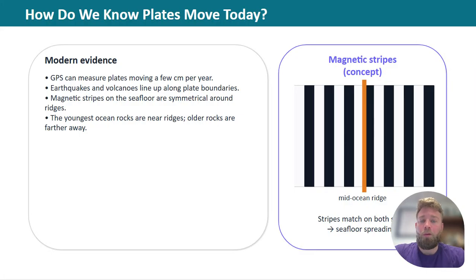Now, there are magnetic stripes on the sea floor. These are symmetrical. So if you pay attention to the picture, let's say that this orange line is your mid-ocean ridge. On one side you have black, you have white. You have black, you have white. Black on one side matches up with the black on the other side.